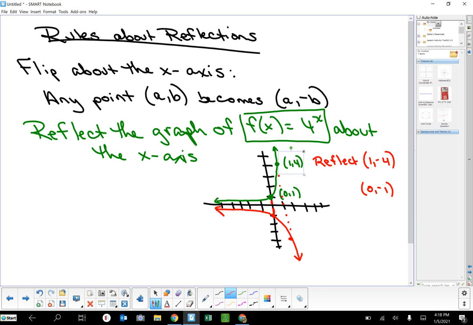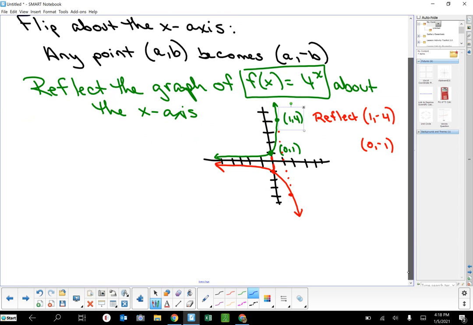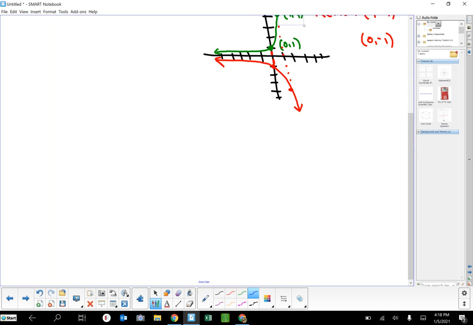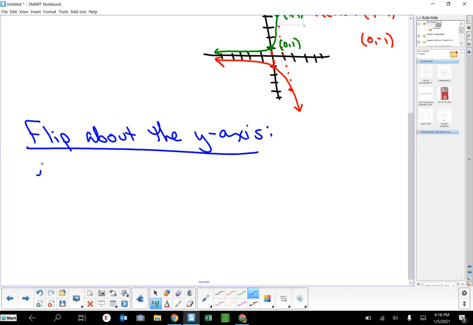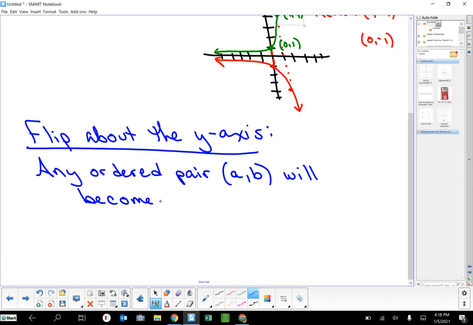Okay? So here's a rule for flipping it about the y-axis. Let's extend the page. All right, so if you're going to flip about the y-axis, then any ordered pair A, B will become the point negative A, B in the reflection.